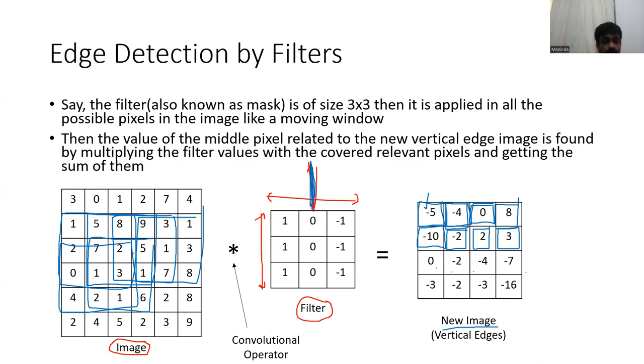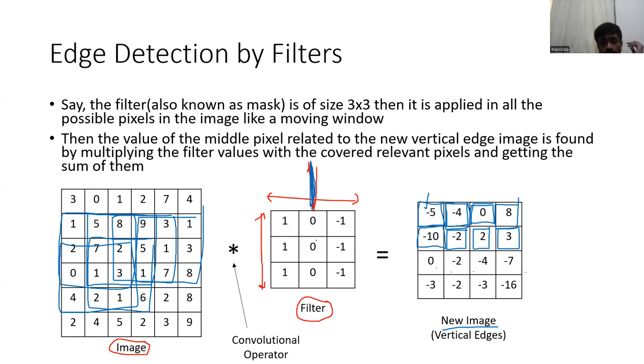So you do it for the nine numbers, right? So all the nine numbers. So what happens is you will get a higher value for these pixels when there is a vertical edge, a vertical reduction of brightness in these relevant nine pixels, right? That is what each of the pixel in this image says, right?